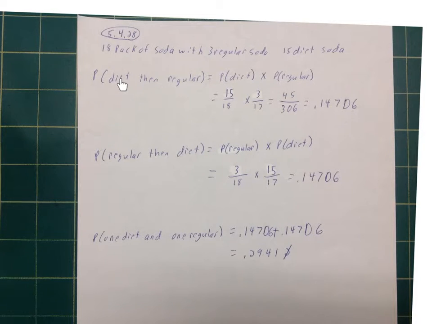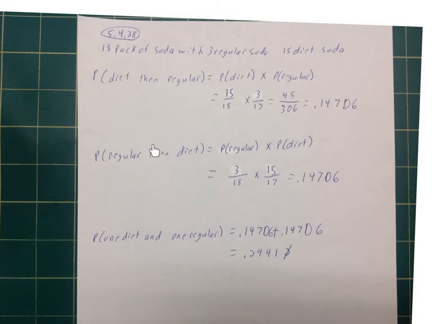So the probability of getting the diet first and then the regular would equal the probability of diet times probability of regular. Well, you have 15 diet cans out of 18 total. Then regular, you have 3 cans, but you've already picked one, so there's only 17 left. So if you multiply, that'd be 45 over 306, comes out to 0.14706.